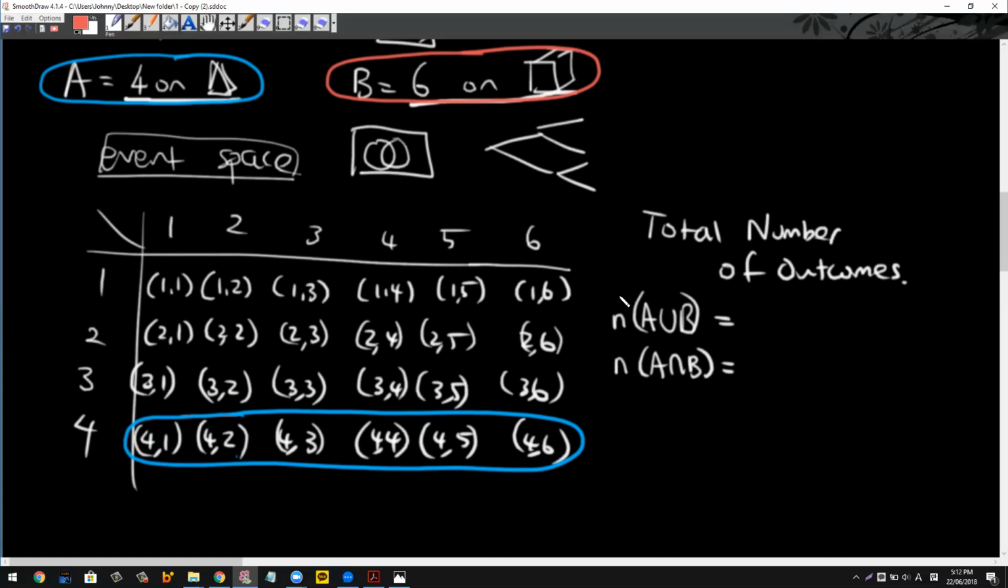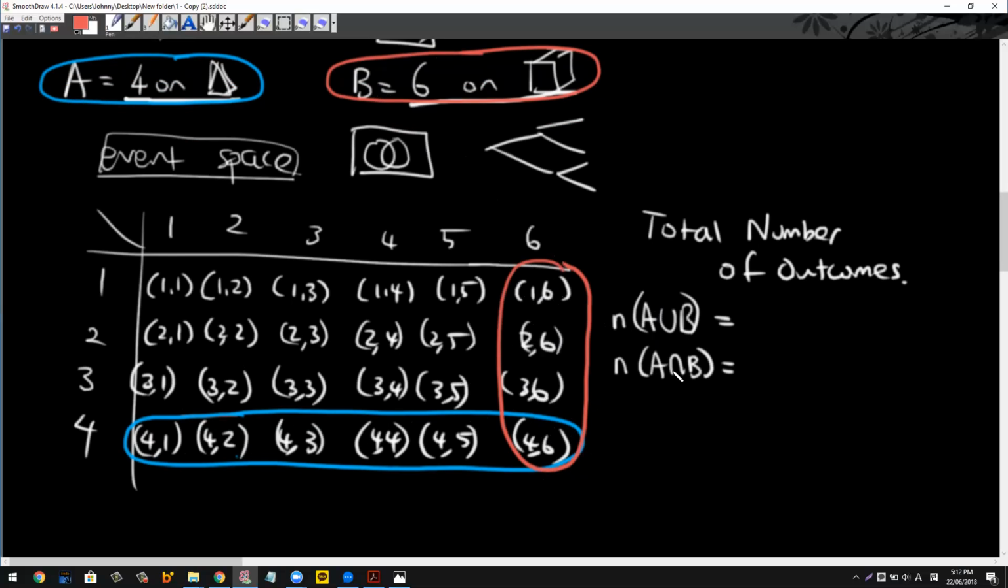Now, which row or column do I have to highlight as red? Can you tell me which row or column I have to highlight with red? Just as I highlighted this row here with blue. Yeah, exactly. So this is the last column, isn't it? So this last column here is event B. That's 1,6; 2,6; 3,6; 4,6. So that's what event B is, okay?